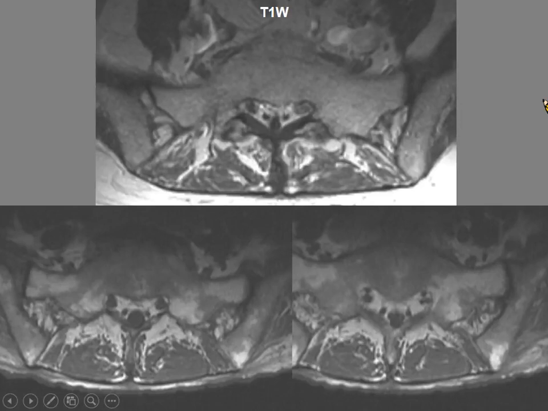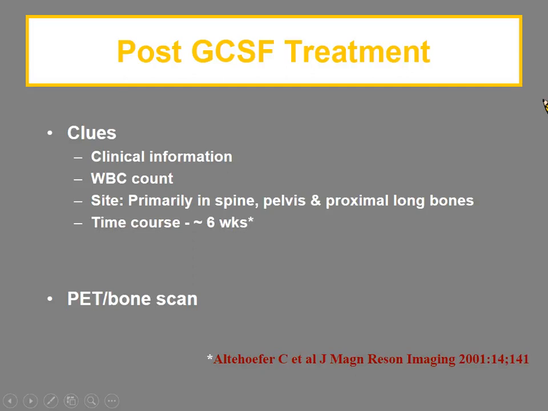What is the key to making the diagnosis? Well, one is, of course, to be given the clinical information. I don't know about clinicians in Taiwan, but certainly in Singapore, we rarely get such useful information. But the other bits that may give you a clue to the diagnosis is to look at the site of involvement. As we have mentioned, with patients with marrow reconversion, usually they occur in very specific sites along the spine, the pelvis, or the proximal aspects of the long bone.